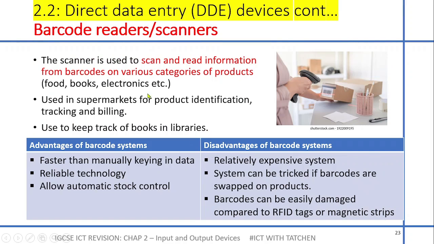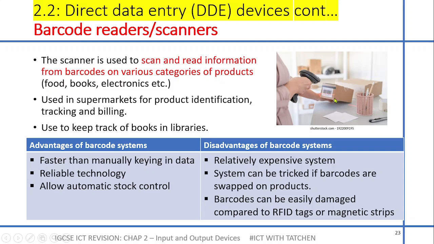Now, another very important type of direct data entry device is barcode readers or scanners. You find this almost everywhere. The scanner is used to scan and read information from barcodes on various categories of products. This is the scanner, the black thing being held here, while these lines you see on the package are the barcode. So this is a scanner and this is the code.